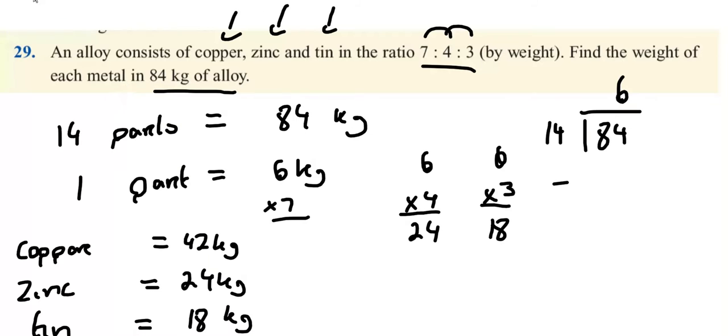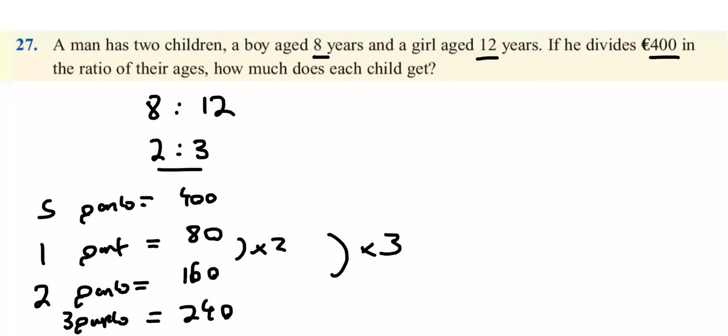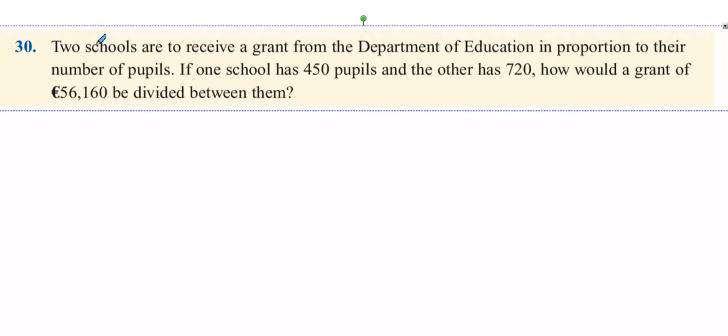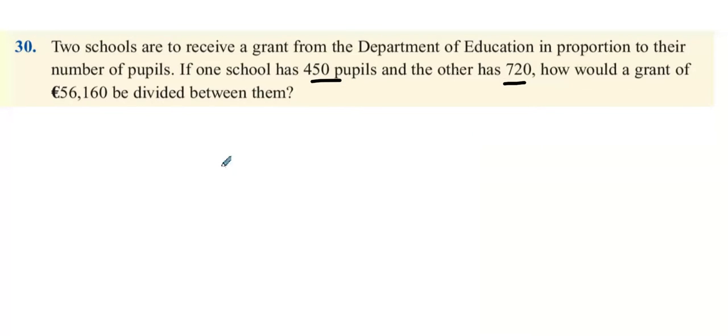Okay, and that's 29 done. So we've done 25, 27, 29. Now we're going to go for 30. Two schools are to receive a grant from the Department of Education in proportion to the numbers of pupils. One school has 450 pupils and the other has 720.